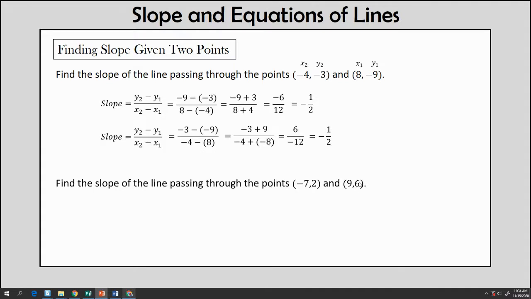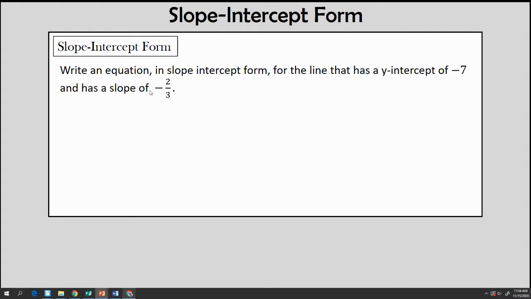I usually just go this way. I go 6 minus 2 over 9 minus negative 7. 6 minus 2 is 4. This really becomes plus a positive 7. It's 4 over 16. And this is a little reminder: these always have to be in simplest form. So you're not going to write 4/16 and get full credit. You have to reduce the fraction to 1 over 4. Rise of 1, run of 4. There's your slope.